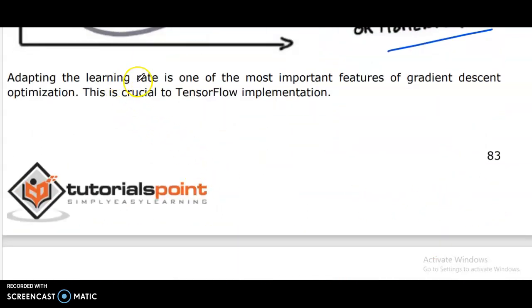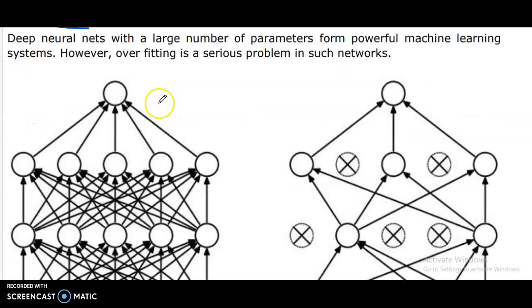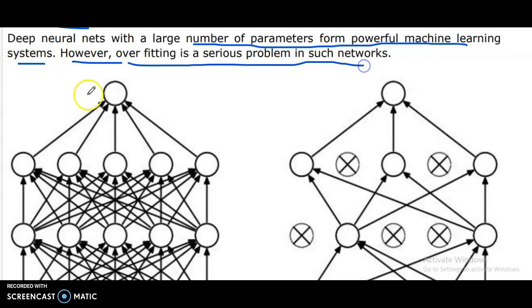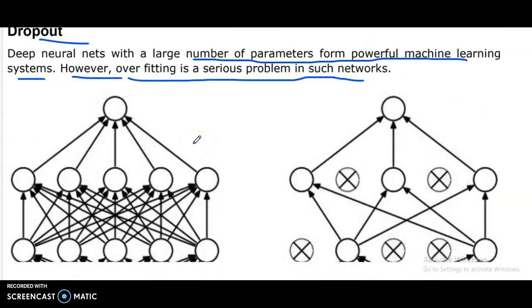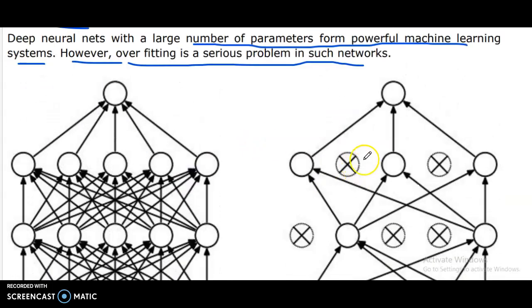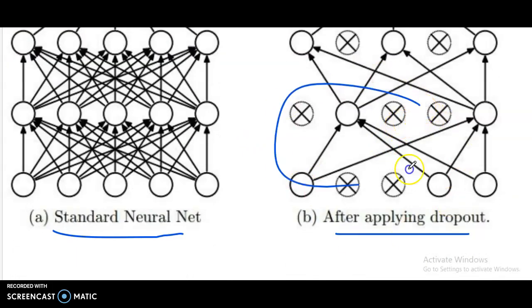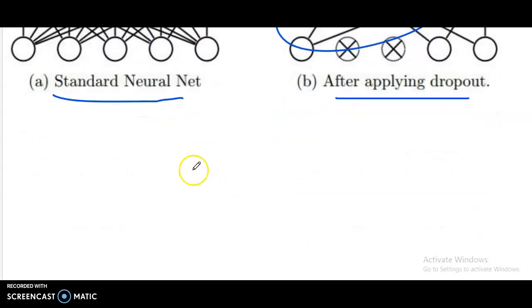Adapting the learning rate is one of the most important features of gradient descent optimization. This is crucial to TensorFlow implementation. Dropout. Deep neural nets with a large number of parameters form powerful machine learning systems. However, overfitting is a serious problem in such networks. Standard neural network, after applying dropout.